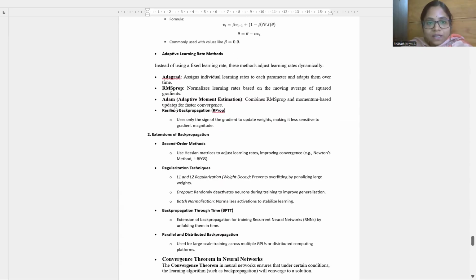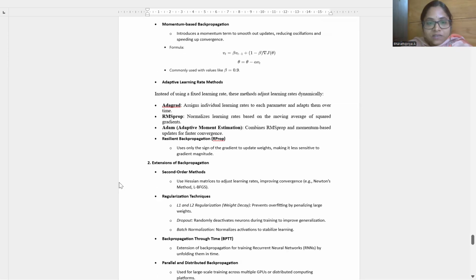These are various adaptive learning rate methods: AdaGrad, RMSprop, Adam, and resilient backpropagation can be used. And these are various extensions to backpropagation. Extensions include second order methods, which use Hessian matrices to adjust the learning rates, improving the convergence. The next one is regularization techniques. L1 and L2 regularization can be used, which prevent overfitting by penalizing large weights. Also backpropagation through time, and parallel and distributed backpropagation. So these are the various extensions to backpropagation.